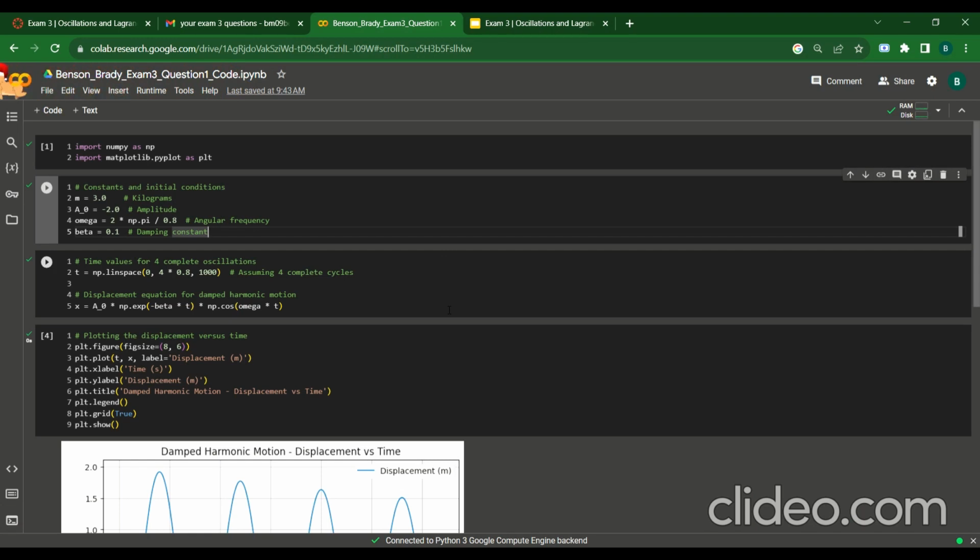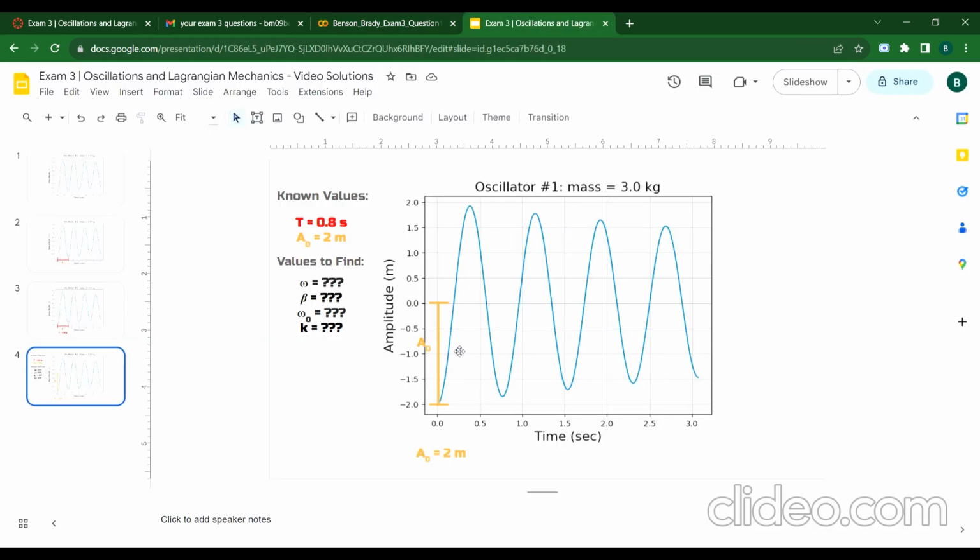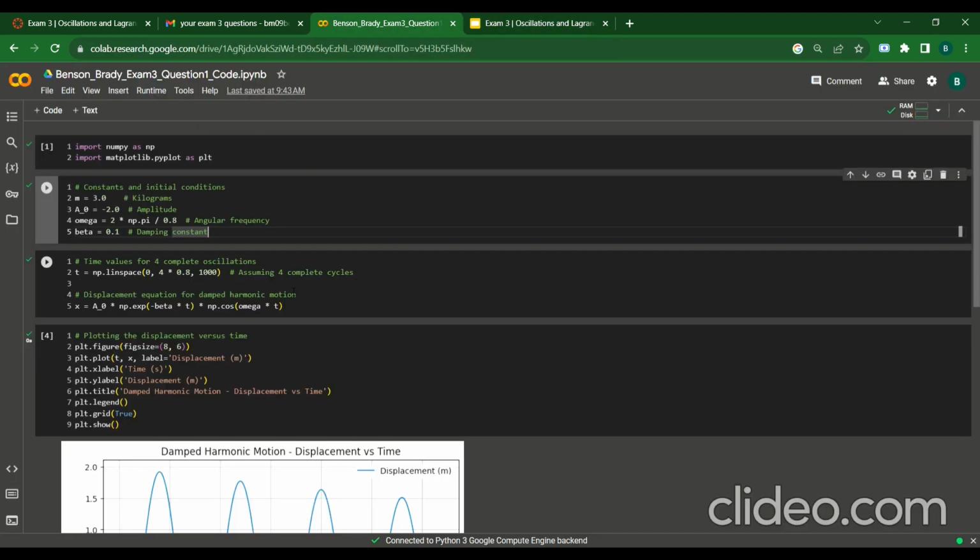Okay, so I know that this code is supposed to be for part F, but I also used it to determine my damping constant beta. After I import all my modules and put in all my constants, the mass is 3 kilograms, and the initial amplitude is negative 2 meters, because if you look at the initial plot that I was given, the original amplitude it started out with was negative 2. And omega is 2 pi over 0.8 seconds, which is 7.853 radians per second.